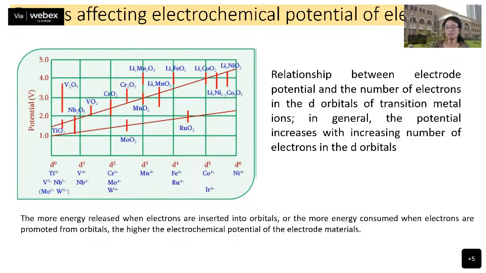So when that happens, automatically, the more energy released when electrons are inserted into orbitals, or the more energy consumed when electrons are promoted from orbitals, the higher is going to be the electrochemical potential. So this is the reason why, when you have the number of d electrons increasing, you find the potential is generally increasing.